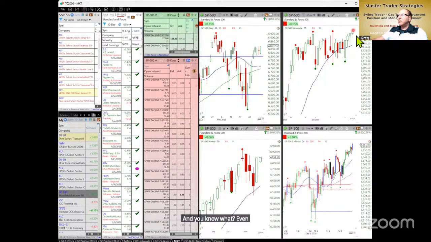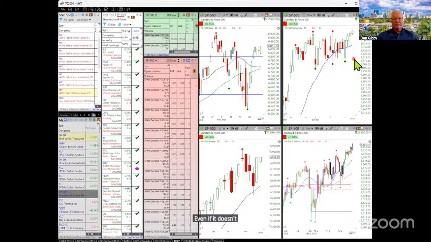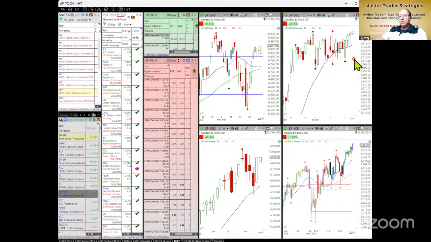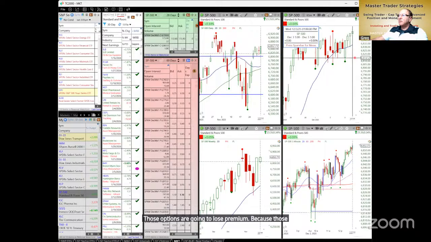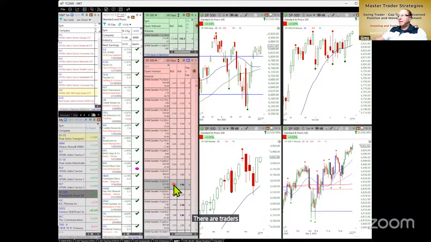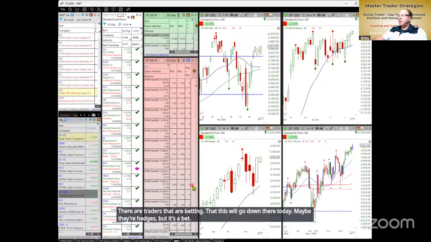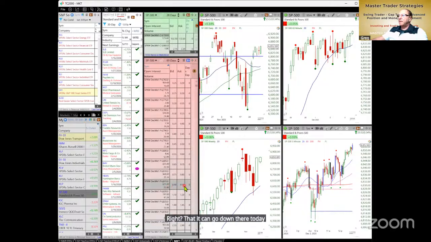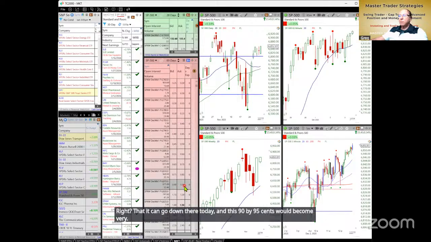Even if it goes sideways and chops around here for 3 hours, that premium is going to evaporate. And that's the melting ice cube analogy. Even if it doesn't move, that credit is going to diminish in value. Those options are going to lose premium because those traders are betting that it's going to go down here, right? That's what this is. There are traders betting that this will go down there today. Maybe they're hedges, but it's a bet, right? That it can go down there today, and this 90 by 95 cents would become very valuable.